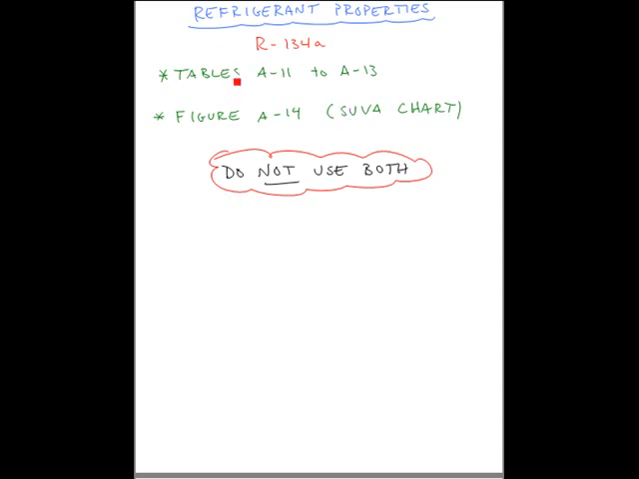You can find the properties for this refrigerant in the tables A11 to A13 of our main textbook, or you can use figure A14, which is also called the SUVA chart. However, do not use both. The datum is different for each, so if you go with the tables, stay with the tables. If you go with figure A14, stay with A14. Don't go between the two on the same problem, because the datum is different. Figure A14 has a note underneath it that states that.